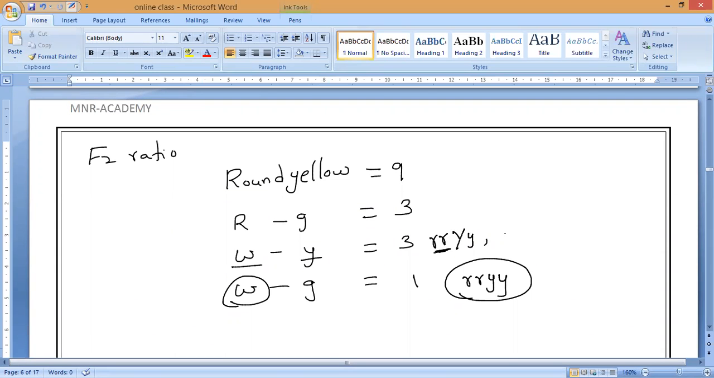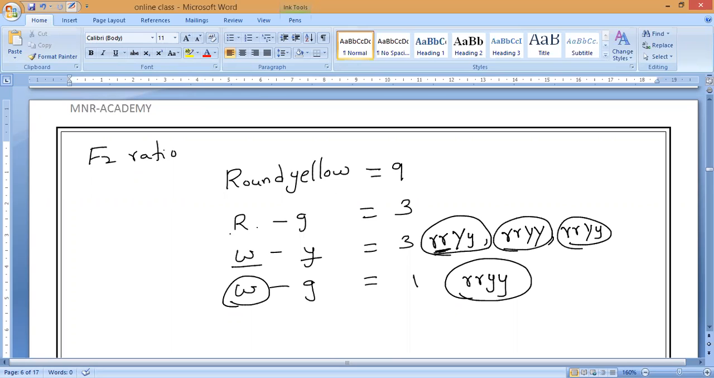Next, what is the wrinkled? Another possibility: small r, capital Y. This is another possibility. Next one, again the same thing: wrinkled, small r, capital Y, small y. This is the only possibility. So these are the genotype possibilities for wrinkled yellow seeds.